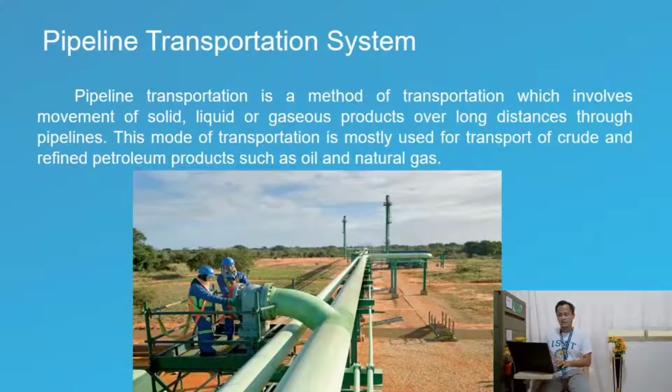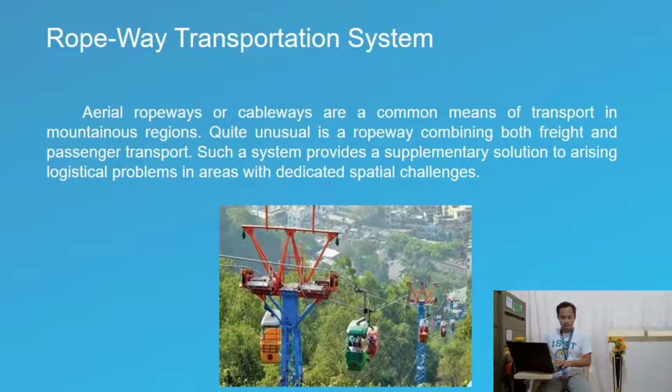It is a method of transportation which involves movement of solid, liquid, or gaseous products over long distances through pipelines. This mode of transportation is mostly used for transport of crude and refined petroleum products such as oil and natural gas. Ropeway transportation system. Aerial ropeways or cableways are the common means of transport in mountainous regions. Quite unusual is a ropeway combining both freight and passenger transport. Such a system provides a supplementary solution to arising logistical problems in areas with dedicated spatial challenges.